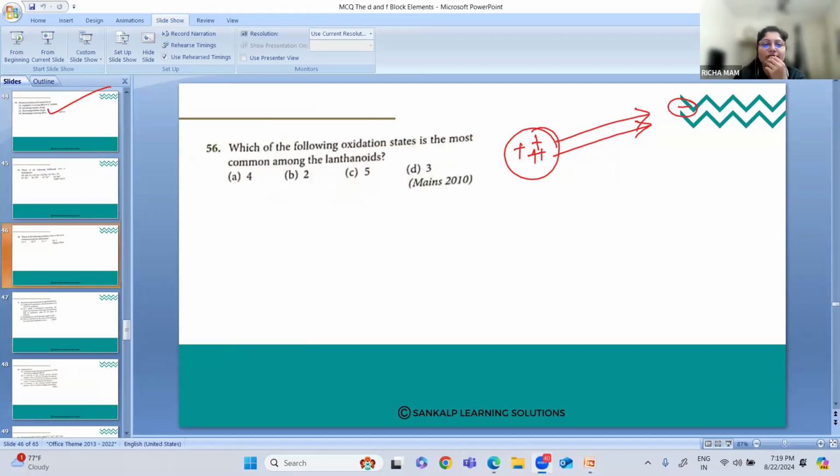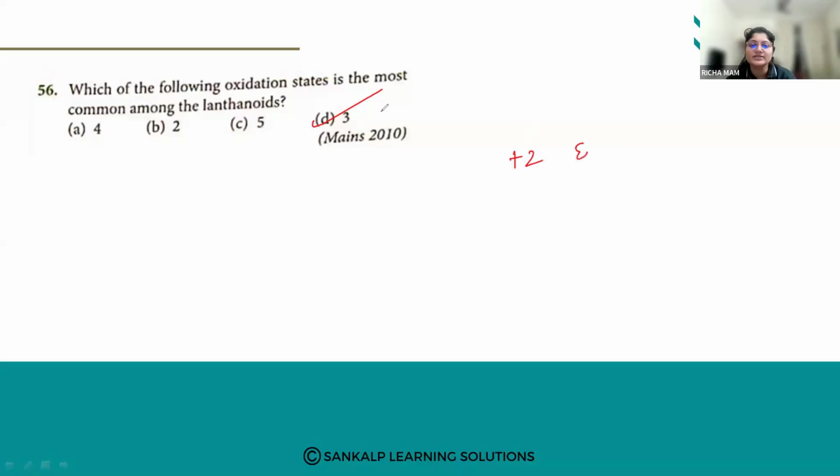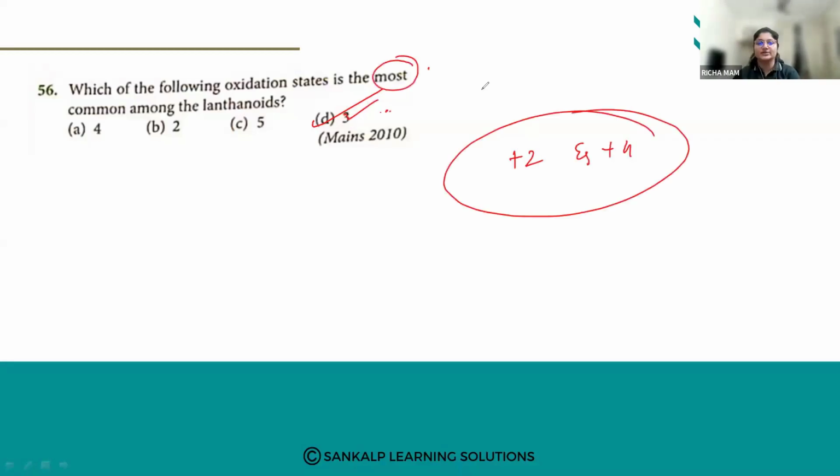Which of the following oxidation states is most common among the lanthanoids? It is +3. Remember that, don't forget. +2 and +4 are also exhibited, but +3 is the most common. They have asked for the most common, so it is +3.